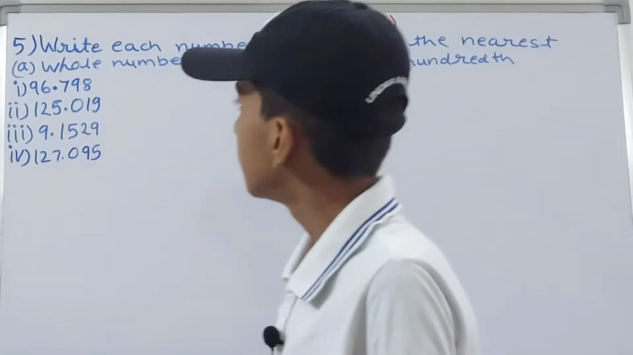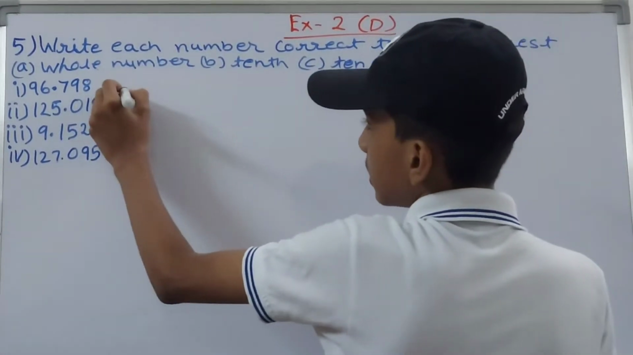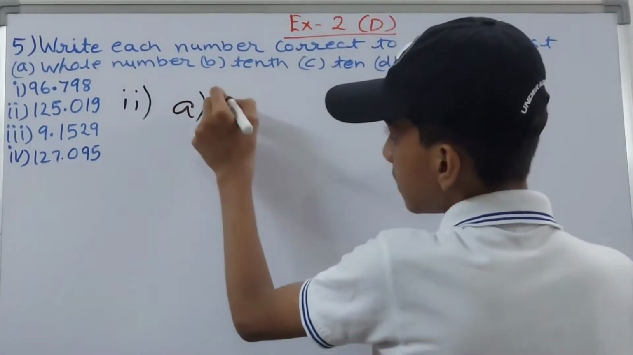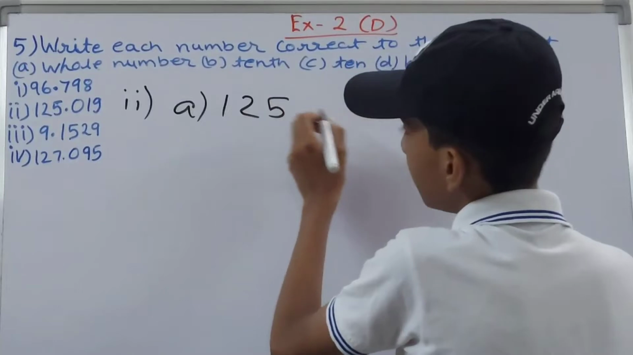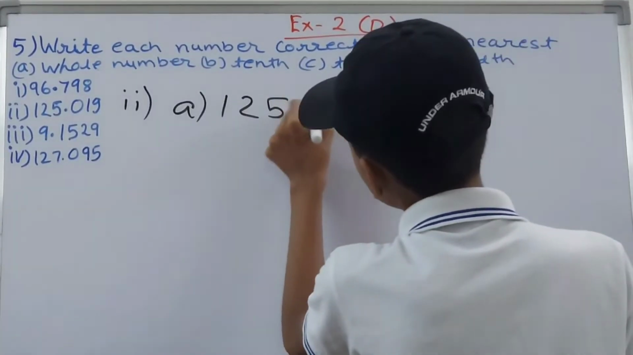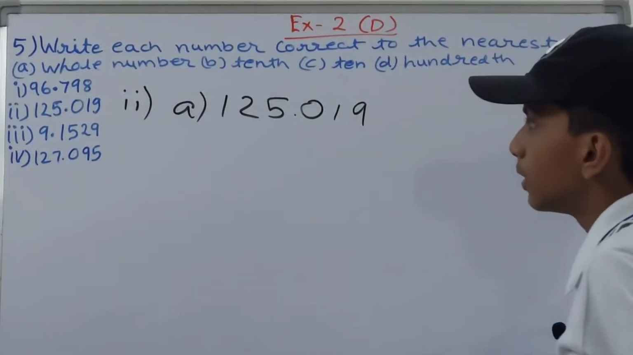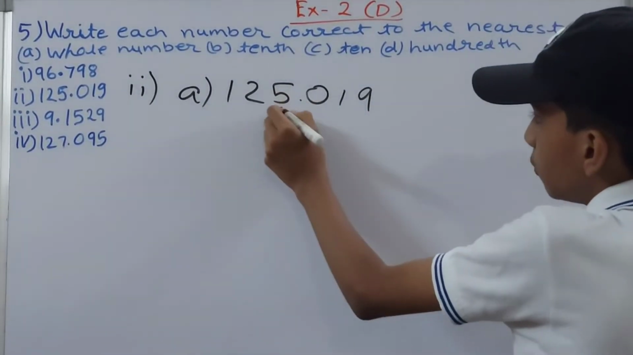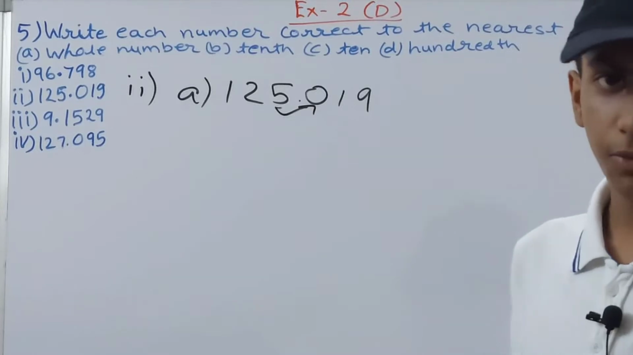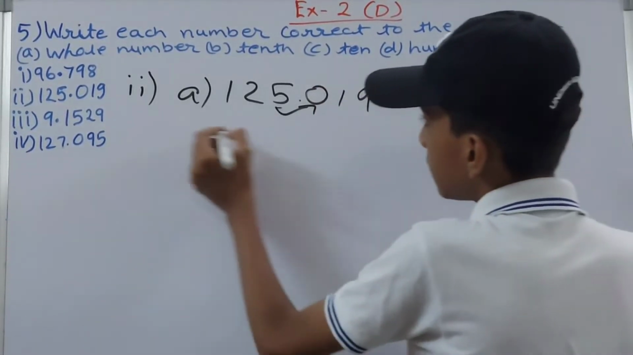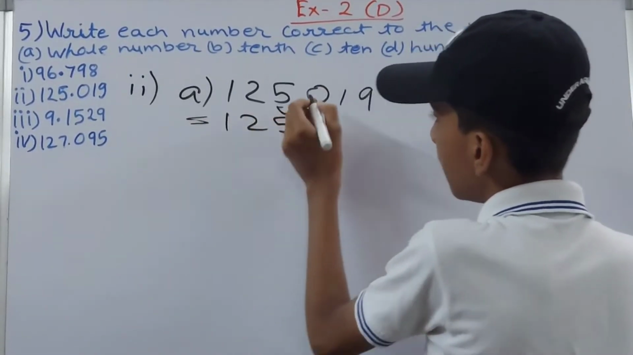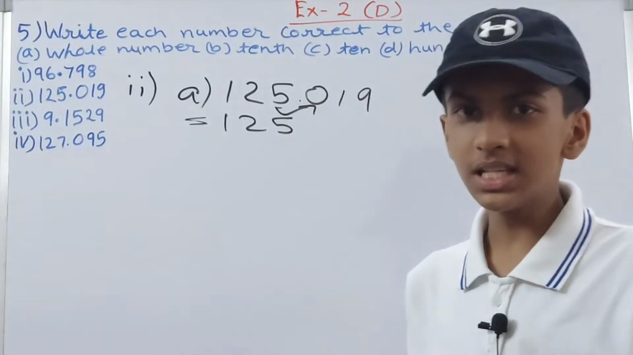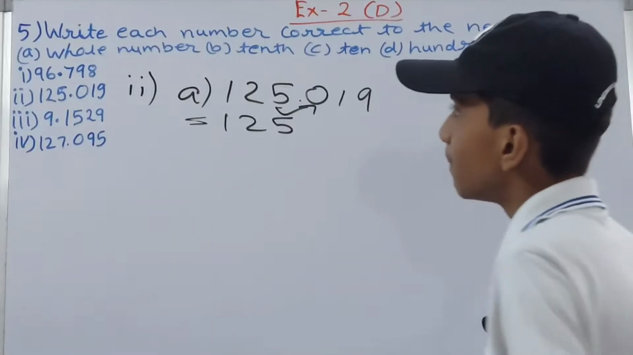The second one is 125.019. For A, we will estimate this to the nearest whole number. We take the digit at the ones place, that's 5 here. To its right we got 0. 0 is less than 5, so we drop this and the number remains the same. So 125, and the 0.019 will be dropped. Just 125 remains, and that is our answer.